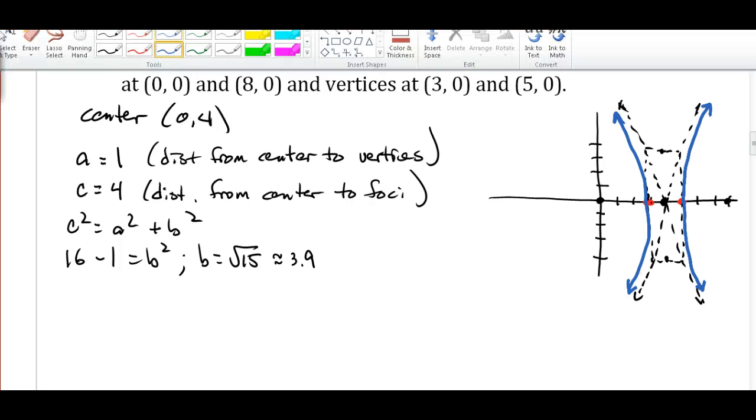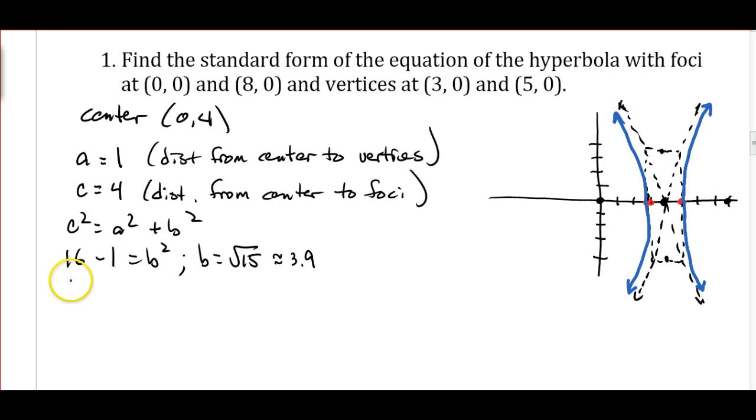Alright, and then I want to find the equation now. So I know, since it's horizontal, I'm going to have my x minus h squared first. Let's see, center, sorry about that, you guys probably noticed that, that should be 4, 0, not 0, 4.